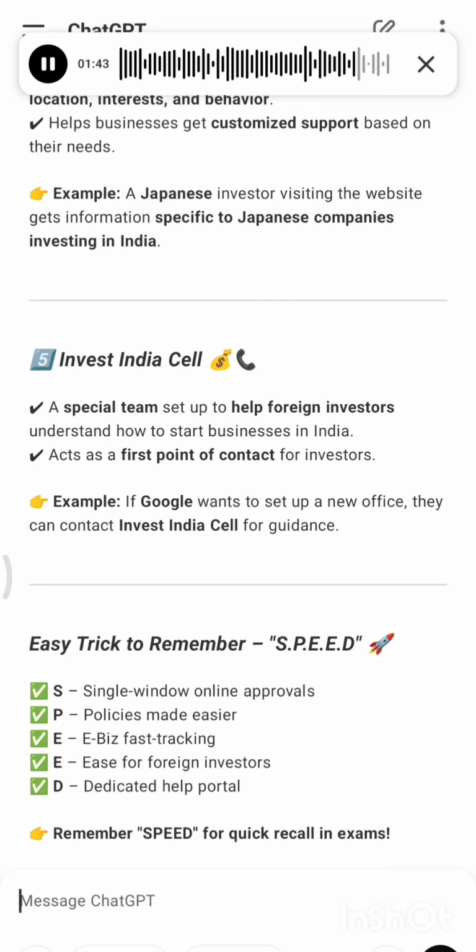Easy trick to remember. Single window online approvals. P, policies made easier. eBiz fast tracking. Ease for foreign investors. Remember SPEED for quick recall in exams.